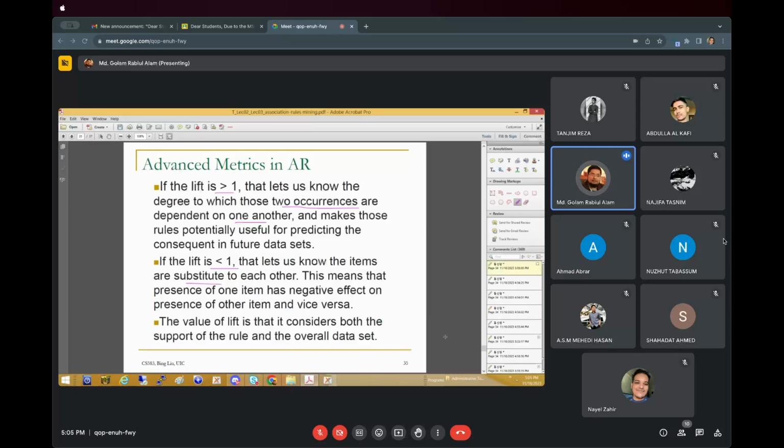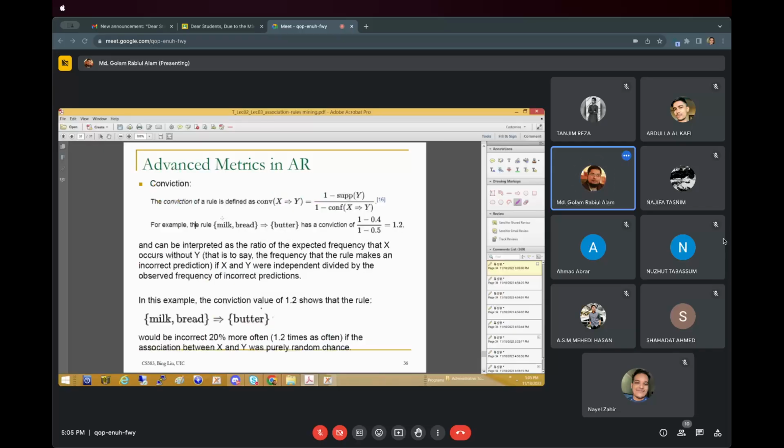Another metric we also have is usually called conviction. Conviction is defined as 1 minus support of y, divided by 1 minus the confidence of x implies y. I think we know how to calculate the support and the confidence. If we want to find the conviction of this rule, then you will get 1.2.